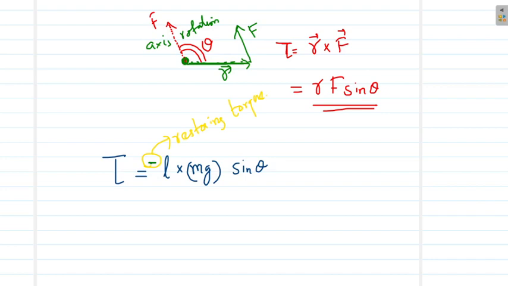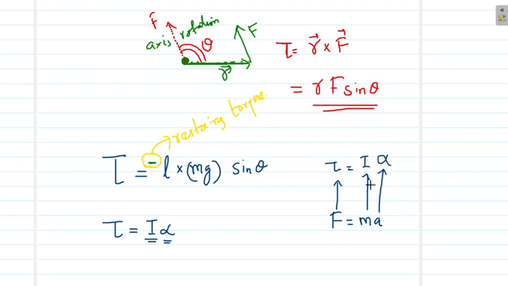Now let us try to remember the basic fundamental equation for torque. We know torque can be defined as I alpha, just like we define force equal to ma. The rotational analog of torque is I, the moment of inertia, multiplied by the angular acceleration. So change force to torque, change mass to moment of inertia, and change acceleration to angular acceleration alpha. So just like we write ma equal to m into d square x by dt square, in the case of torque, this is equal to I into d square theta by dt square.